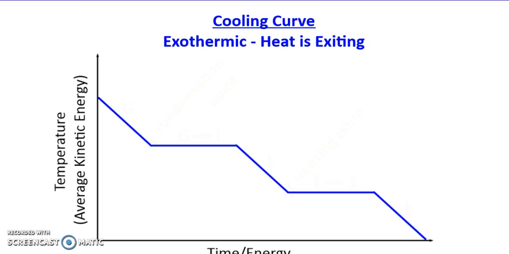Next, we have our cooling curve, which, if you notice, is the opposite of our heating curve. So heat is exiting the system, which we call exothermic. So think exo, exiting. We start with our gas phase. In this area, our temperature or our average kinetic energy is decreasing. Our potential energy has no change.